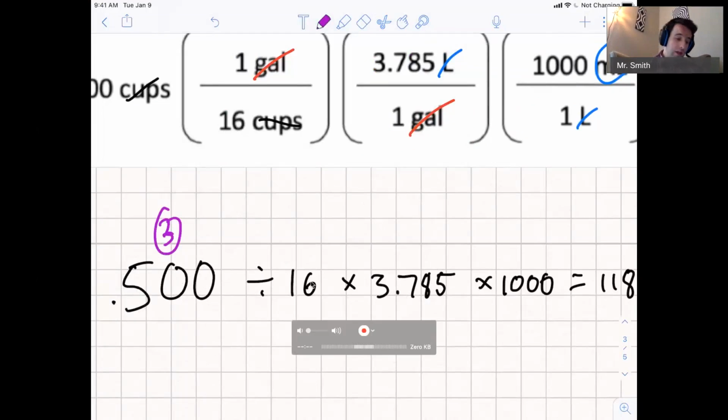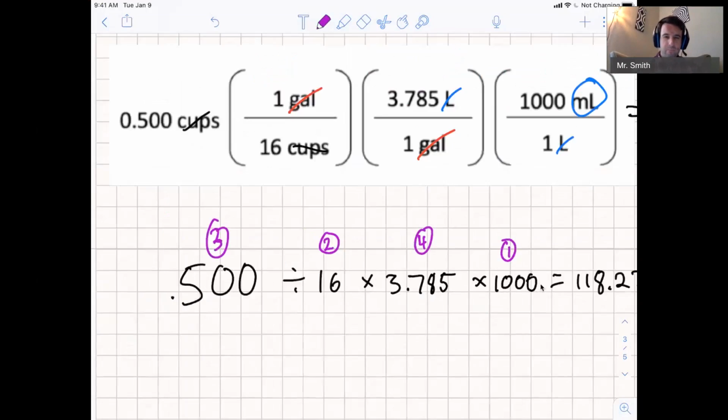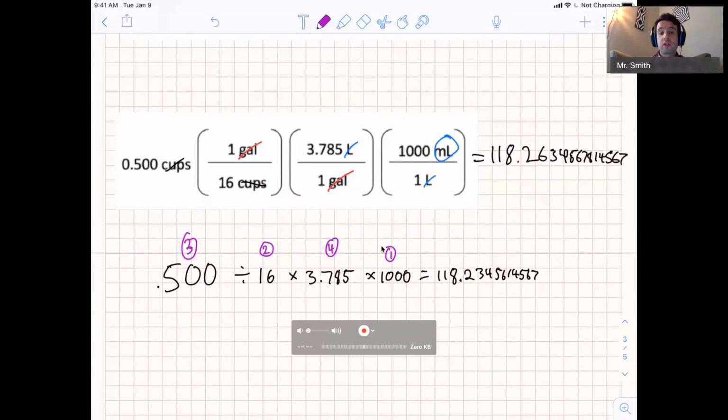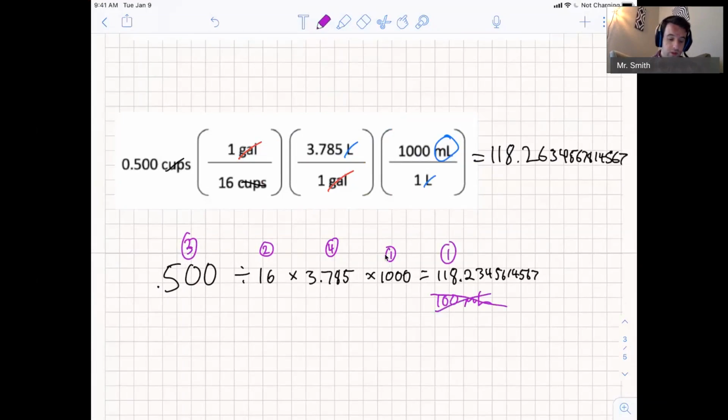16 over here has 2 significant figures. This 3.785 has 4 significant figures, and this 1,000 here has 1 significant figure. So you might be tempted in your final answer here to think, okay, rules of sig figs say lowest number of sig figs, in this case it's 1, so our final answer should be 100 milliliters. Unfortunately, that is incorrect. The correct answer here would be to say 118 milliliters.